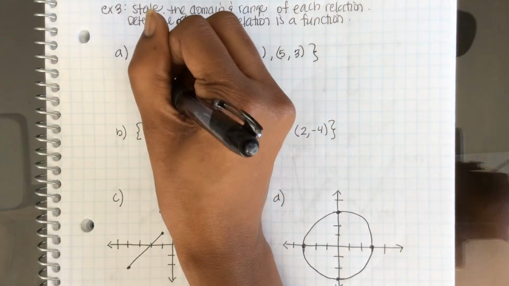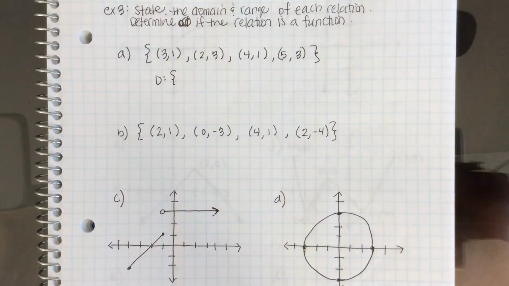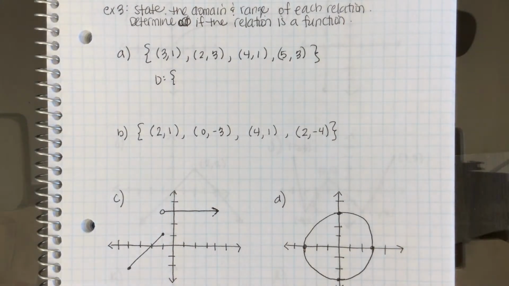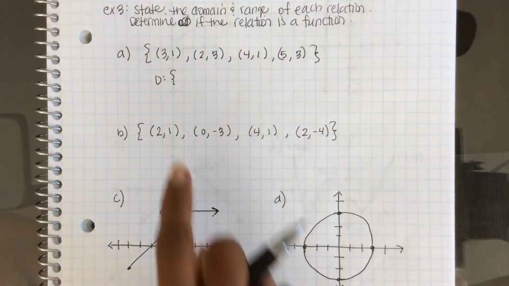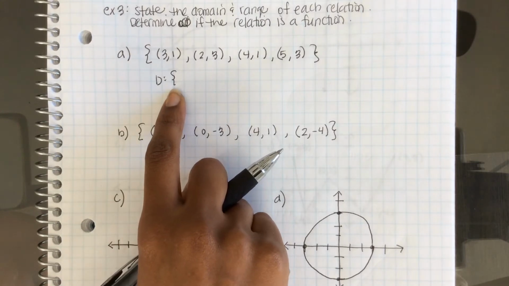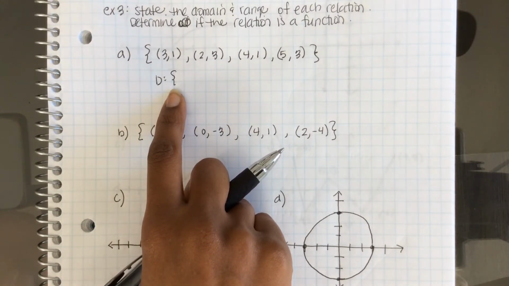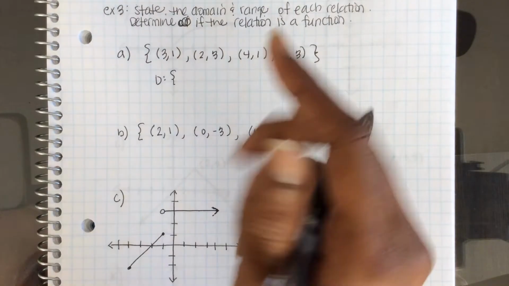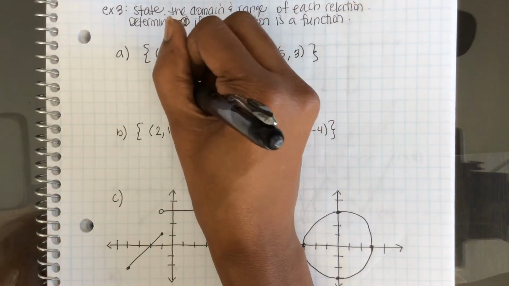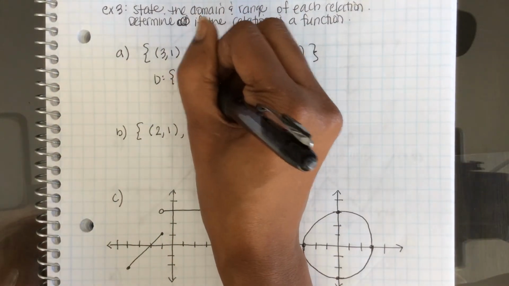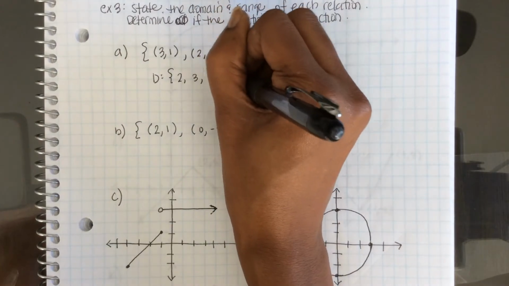So my domain will be all of my x values as 4 separate points. When I have separate points, I use my braces for set builder notation. So I have my lowest x value is 2, and then 3, 4, 5.